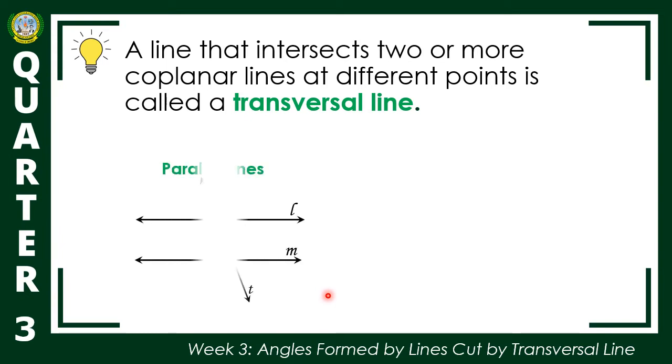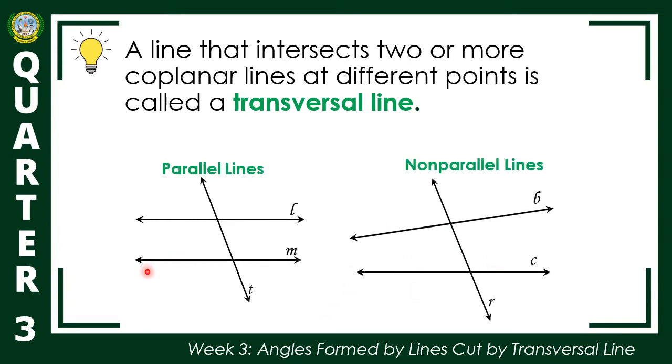For example, I have here two figures. As you can see on the first figure, we have line T cutting line L and M at two different points. Magkaiba po yung point of intersection. Magkahiwalay, okay? Meaning, line T here is a transversal line, okay? Kasi po, kinat niya yung line L and M at two different points. And as you can also see, yung line L and M, they are parallel, okay? So, parallel again means these are coplanar lines that do not intersect.